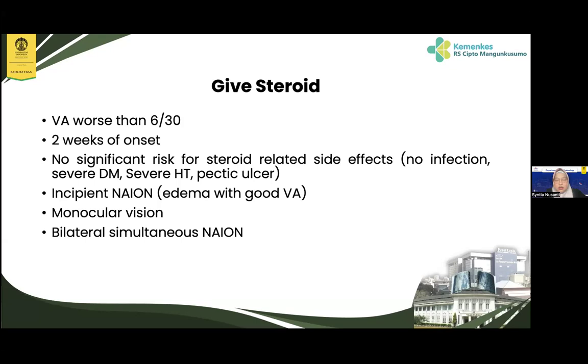with only a visual field defect, usually in the inferior. Or our patient comes with monocular vision, or the patient comes with bilateral simultaneous non-arteritic ischemic optic neuropathy. But we also have to collaborate with internal medicine, given that patients with non-arteritic ischemic optic neuropathy have systemic risk factors.